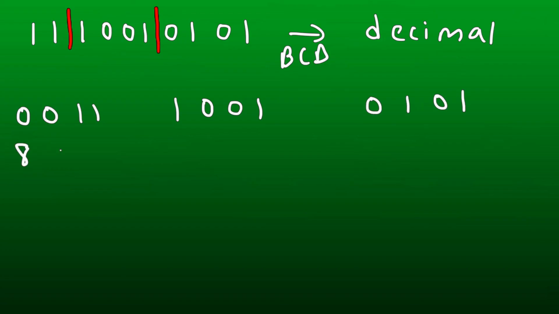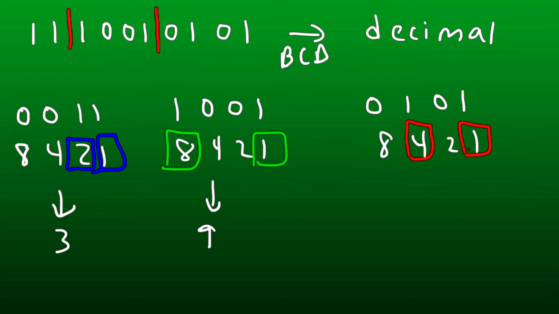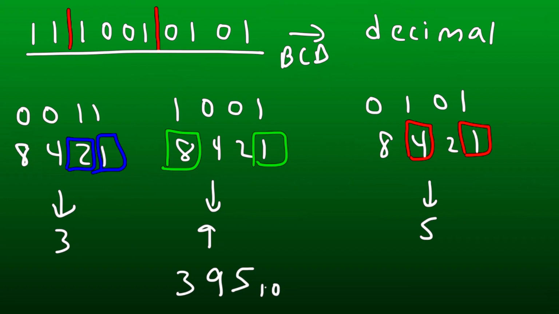So let's write the numbers 8421 under each group of 4 binary numbers. Now on the left, we have a 1 associated with a 2 and a 1. So 2 plus 1 is 3. In the middle, we have a 1 associated with the 8 and a 1. 8 plus 1 is 9. And on the far right, we have a 1 next to the 4 and a 1. 4 plus 1 is 5. So this binary coded decimal is equivalent to 395 in the decimal system. So that's how we can go from BCD to decimal.